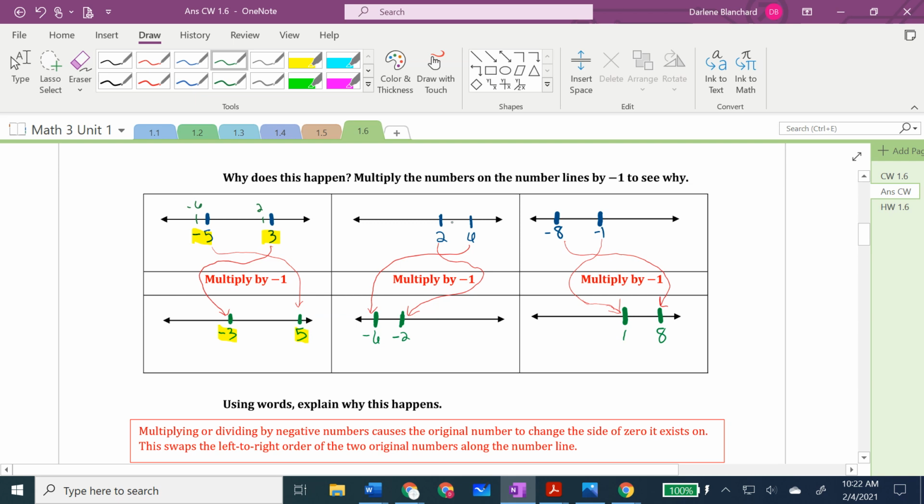And just to point out, if you have two positive numbers and you multiply them by -1, they both become negative, but do you see that they swap who's bigger and smaller? And then if you start with two negative numbers and you multiply them both by -1, making them positive, they again swap order.